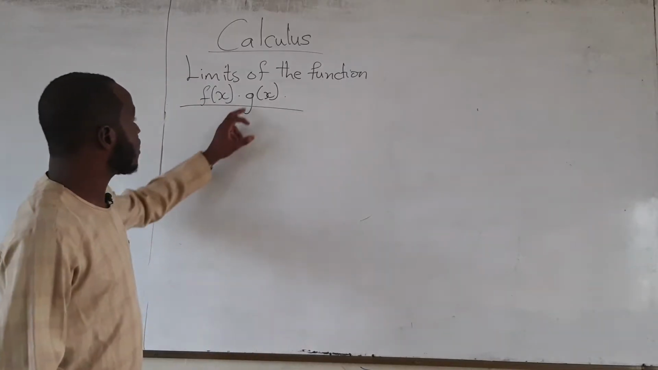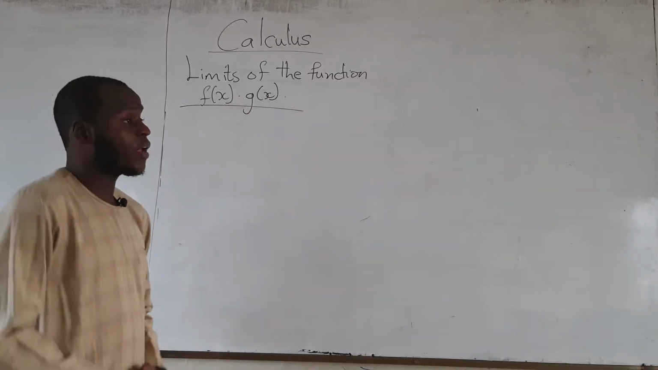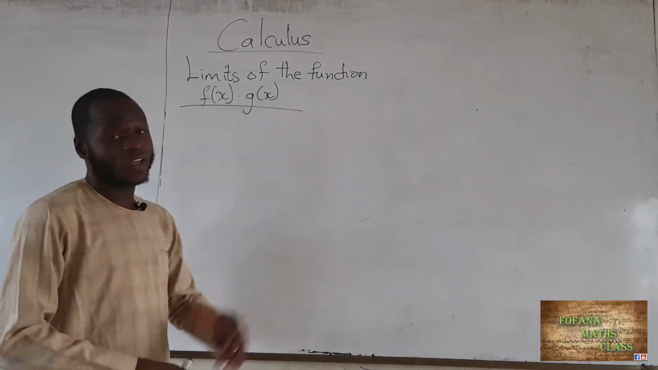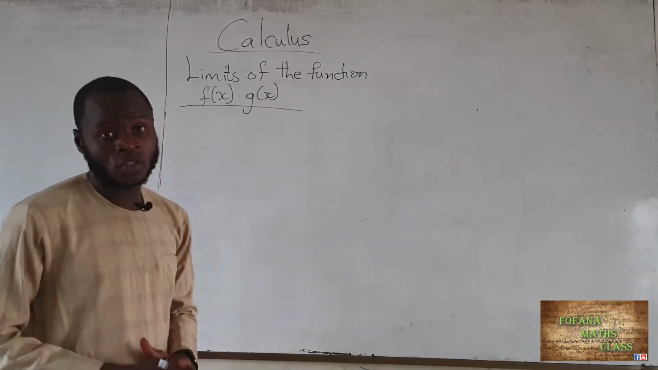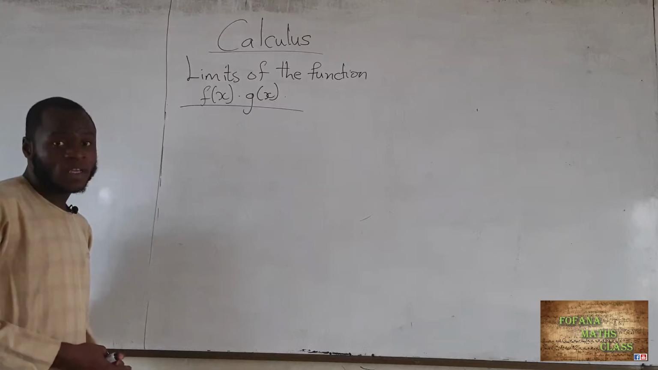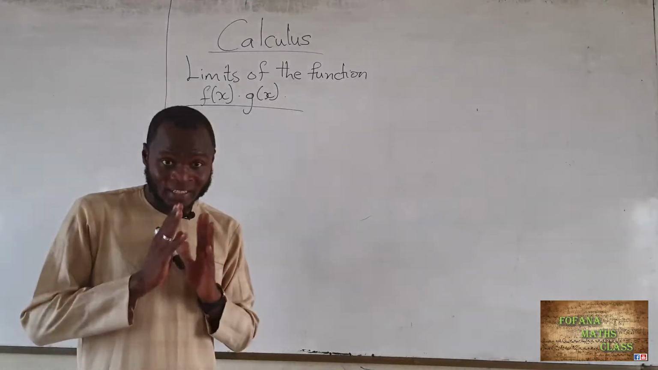Today we are going to look at the limit of the function f of x multiplying g of x. In my previous video we looked at the limit of standard functions, and this is one of the standards of limits that we are going to look at. Here you'll be given a limit, and you have two different functions to find the limit of in the same question.